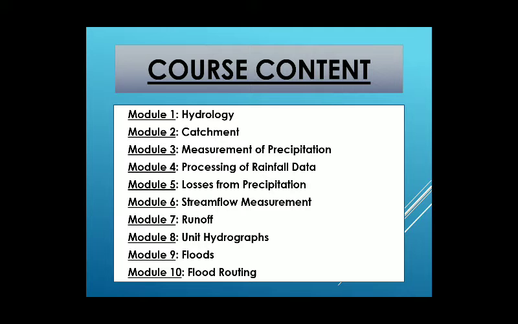In the next module, we will discuss evaporation, and the next module, stream flow measurement. In the seventh module, we will discuss runoff processing and its factors. The next module, which is very important, is the unit hydrograph. The ninth module is floods, how we can control them, and frequency studies, return period, etc. And the last unit is flood routing. Here we will learn some methods of the routing process.